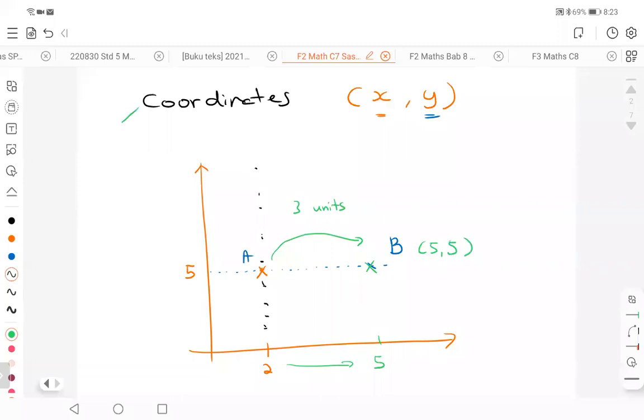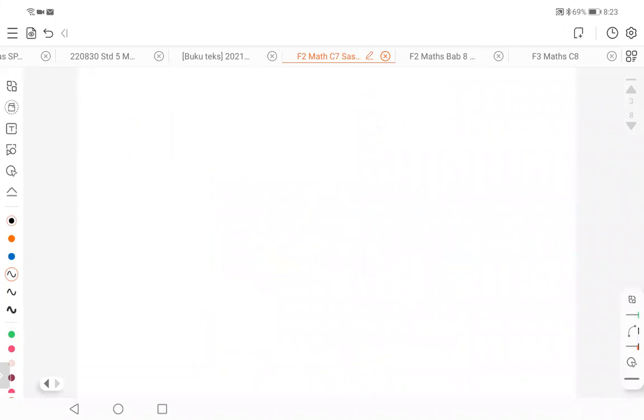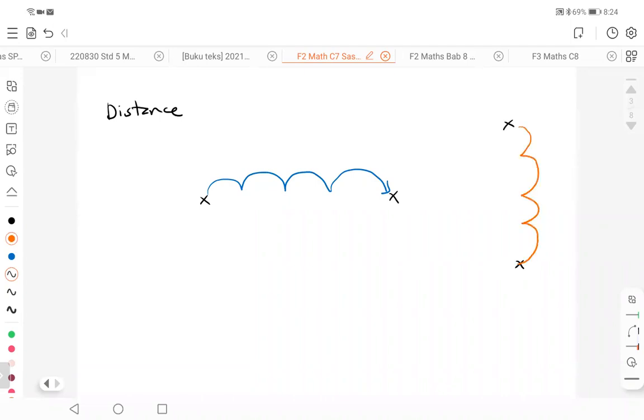You must know what coordinates are. And then we move on to finding the distance of 2 points. Let's say you have 2 points on the same height. Then you don't need to use the formula. You can just count the units. 1, 2, 3, example only. 4 units away means the distance is equal to 4. Same goes if you have vertical distance. You can just count. No need to use the formula.